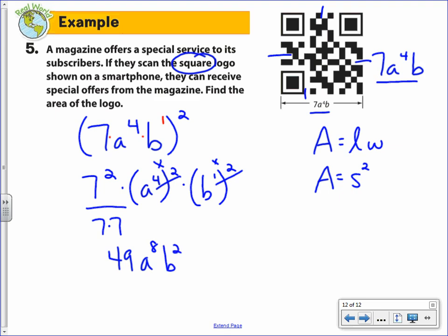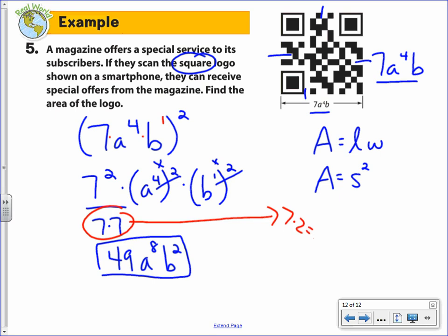Here's the thing. I'm not trying to make you do more work when I ask you to show this work. I can't tell you how many kids will do 7 times 2 is 14. And sure, you're going to say, I'm not going to do that. I know that 7 squared is 7 times 7. But even the best students, when rushed, when in a hurry, will make that error. So even if you write it out 7 times 7, sometimes we still make that error. But as your teacher, I want you to make sure that you are writing it out. I want to see every step. So my answer would be 49 a to the 8th b squared.